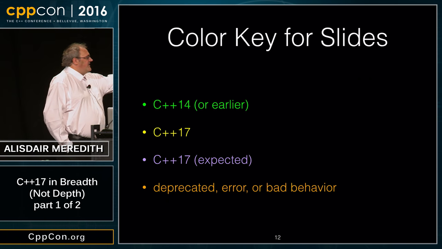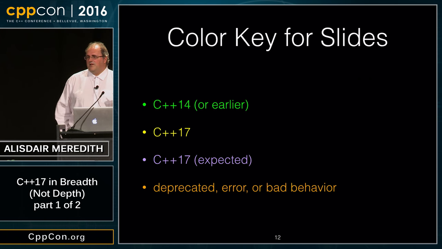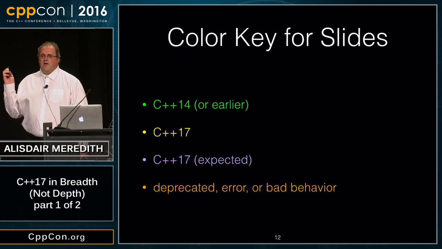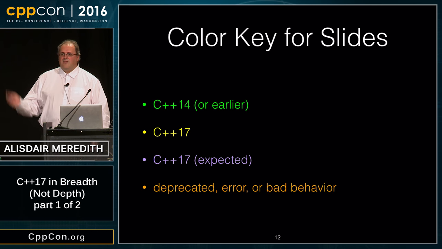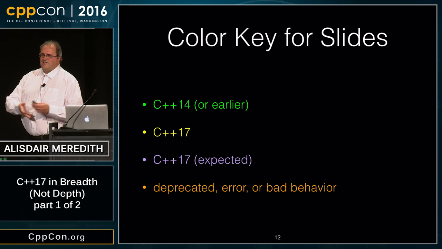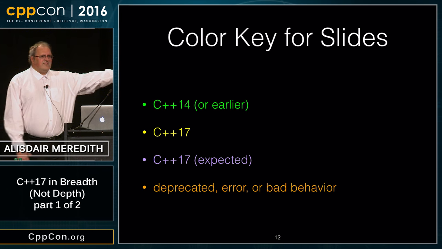Things in this funny purpley color were supposed to have landed in the CD, but due to a couple of last-minute editorial problems, didn't actually land in. So we still expect those to be part of the published standard, but if you look at the one we sent out for ballot, you'll not see those yet. And then I'm using this funny orange color to say here's something that was deprecated, discouraged, removed. So this is the bad thing color.